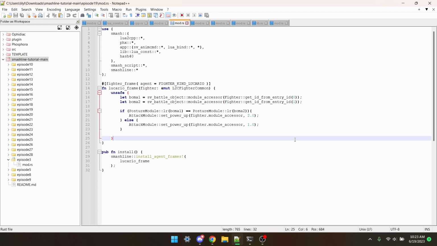Unfortunately, this means that if Lucario runs up, turns around, does a back air, and the opponent is facing him, he will get the double damage bonus. So if you want something more reliable, you'd have to put more checks in.